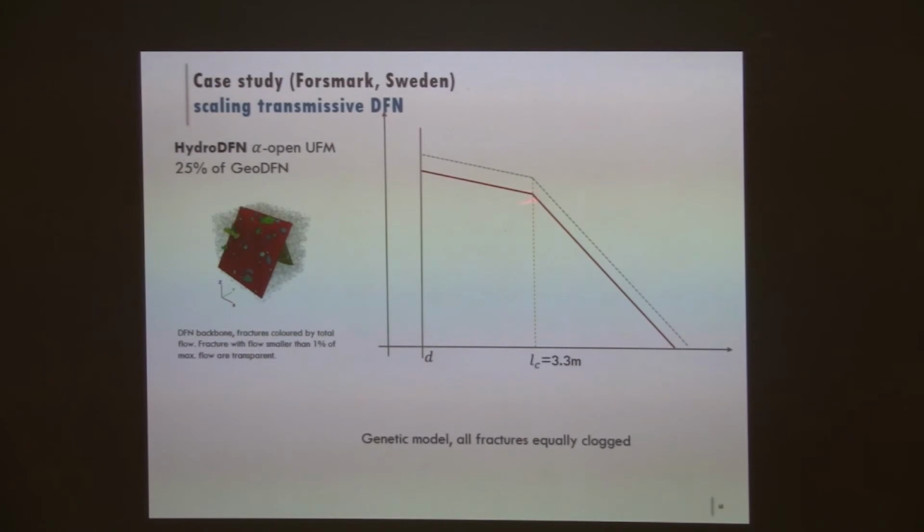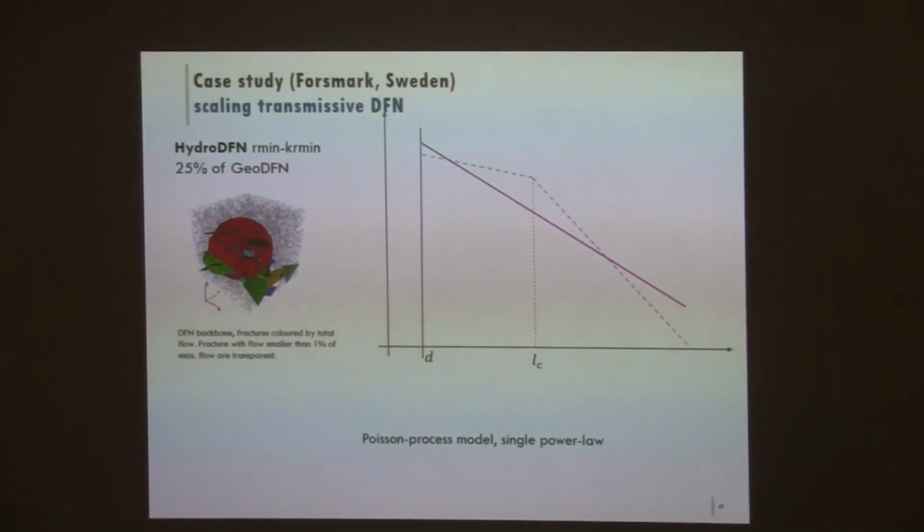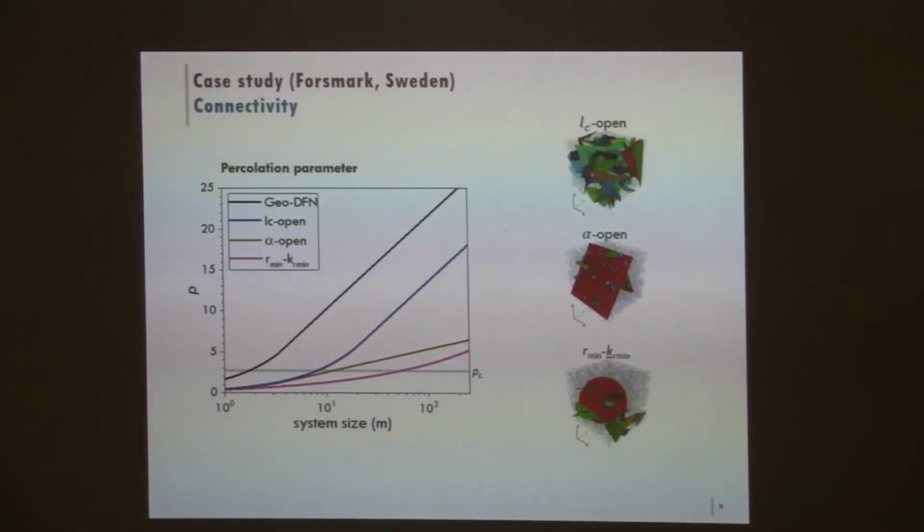Or you can do it like that. If this is a log plot, you distribute the open and clogged percentage identically for all size distributions. Or you can do whatever you want. Okay, so this is one example. So we have three different models. You see the percolation parameter for the three models, the percolation parameter for the total fracture system. For this model you have this, for this one you have this, for this one you have this. So if large fractures still remain open, the percolation parameter is larger. But this is totally consistent with what we explained about the pertinent fracture size.